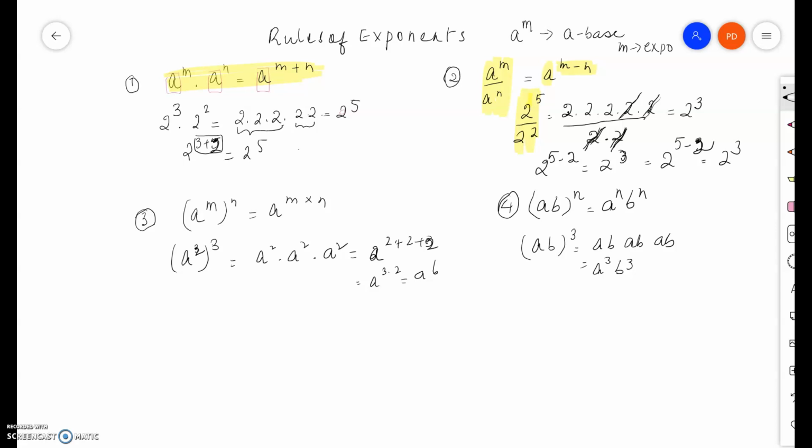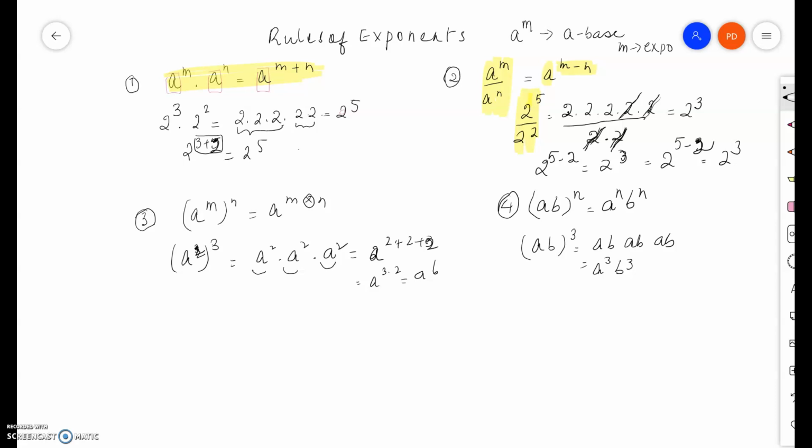The third rule of exponents is a to the m whole to the n is a to the m times n. So if we have a squared the whole cubed, anything the whole cubed is the same thing multiplied with itself 3 times. A cubed is a times a times a. A squared the whole cubed is a squared times a squared times a squared, which is a to the 2 plus 2 plus 2. So 2 plus 2 plus 2 is 3 times 2, which is equal to 6.